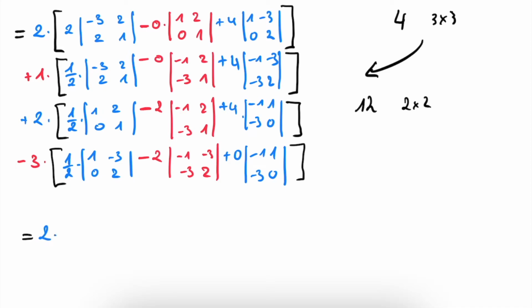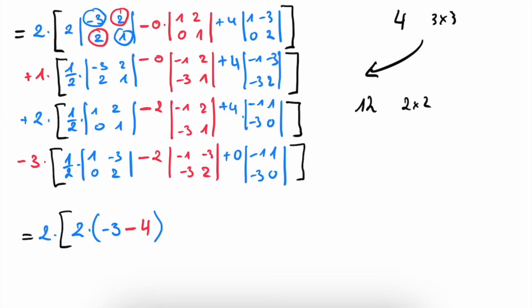So we have 2 times this first term, which becomes 2 times then the determinant of this 2 times 2 matrix becomes the multiplication of these 2 numbers minus the product of these 2 numbers. So we get -3 times 1 is -3, minus 2 times 2 is 4. And we already have this first term down.